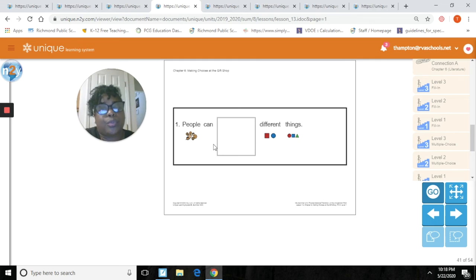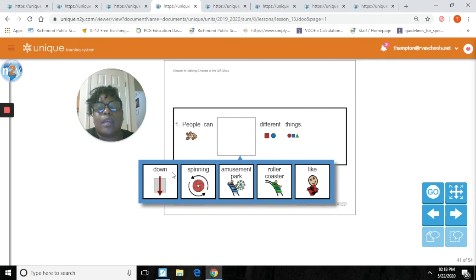So what you're going to do whenever we are working with questions, even if I don't tell you this, I always want you to make a choice because you can always pause the screen and say, Mom or Dad or whoever's sitting with you, I need to make a choice, in case I forget to tell you, okay? All right, so let's read our first statement here. It says, people can blank different things. Down, spinning, amusement park, roller coaster, like. Make a choice.